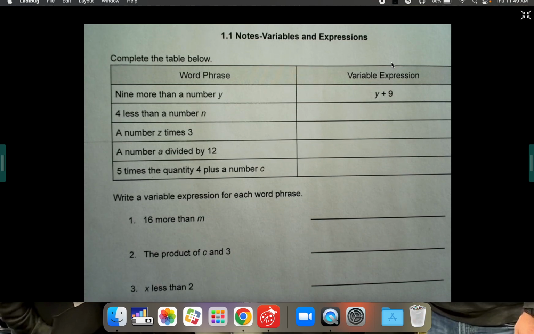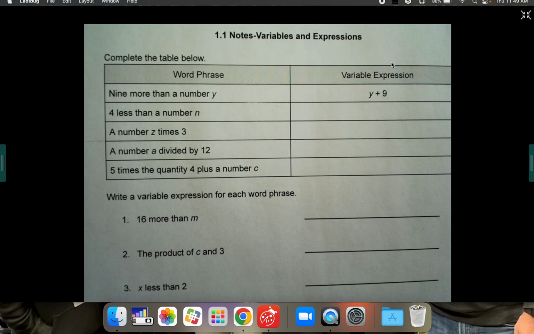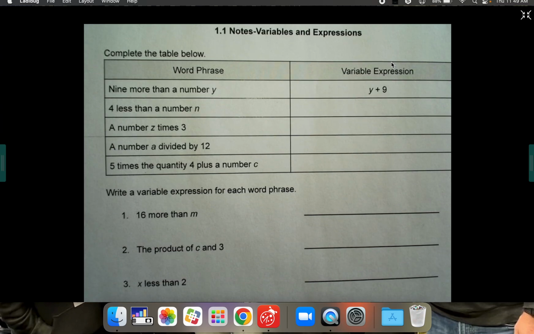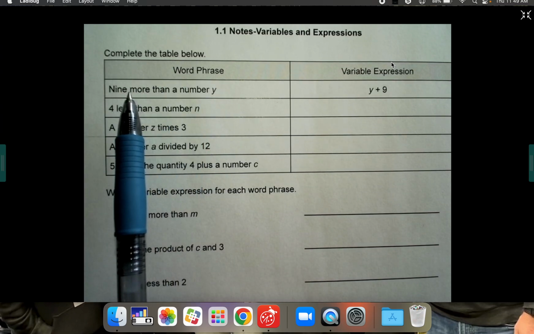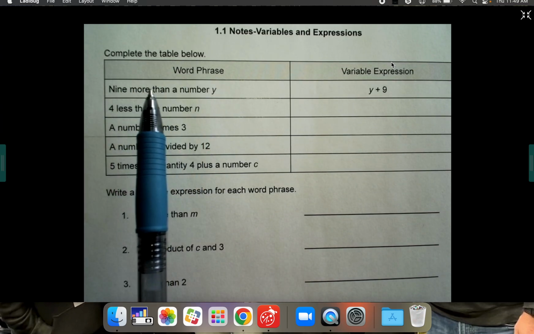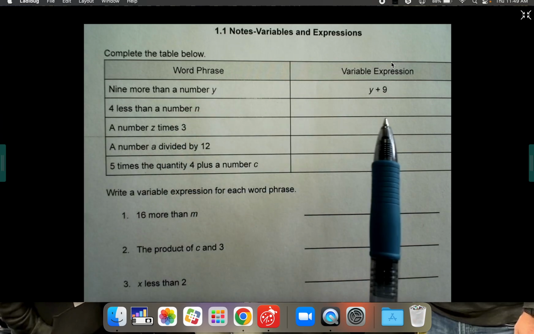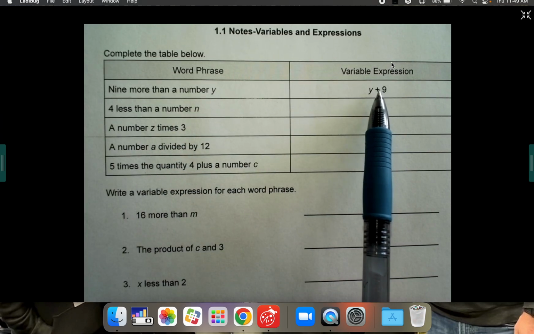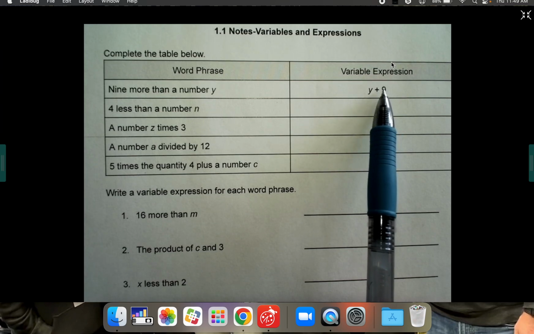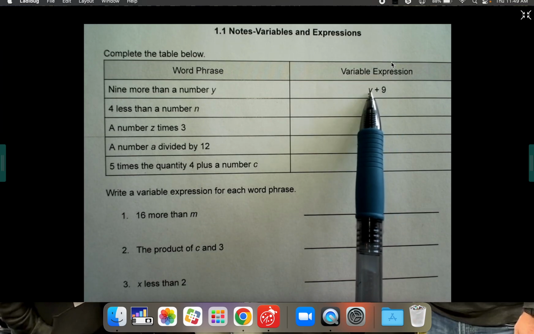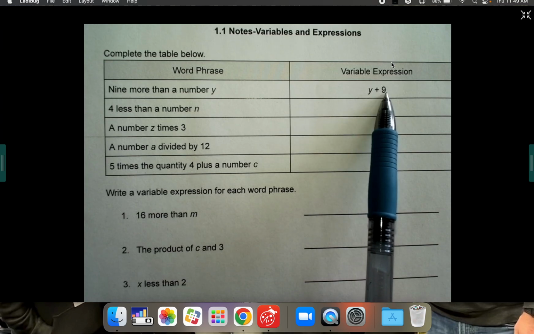Okay, we are jumping into Algebra 1.1 notes, which is about variables and expressions. So we're going to complete the table below. What would 9 more than a number y be? So more is going to be addition. So 9 more means 9 is after the y. So y and then 9 more means y plus 9.